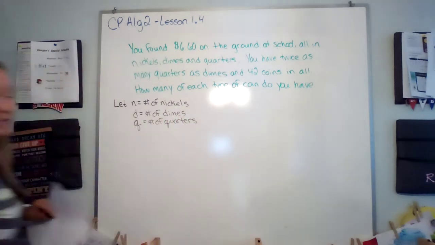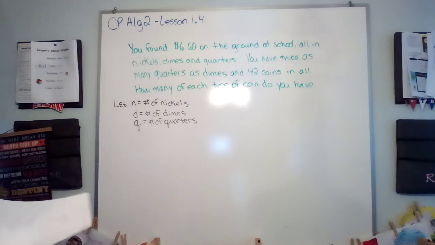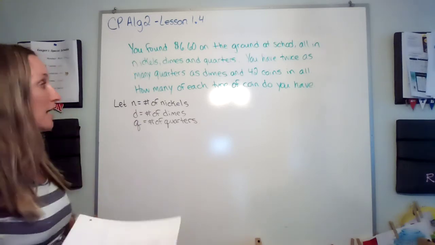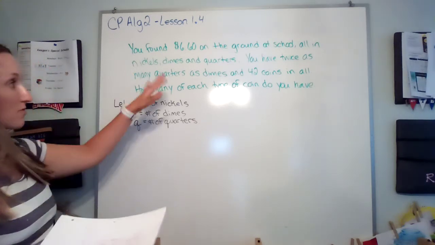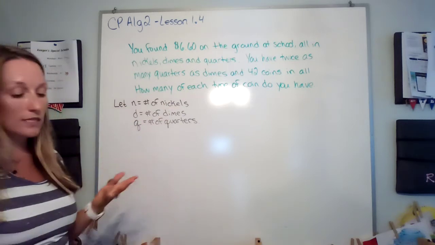Okay. Then we have to come up with our system, okay? So being that we're working with 3 variables, we should be looking for 3 equations. One equation is going to have to do with the value of the coins. Another equation is going to have to do with the number of coins. And the third equation is going to have to do with some relationship that's stated in the problem about having more of one versus the other, okay?